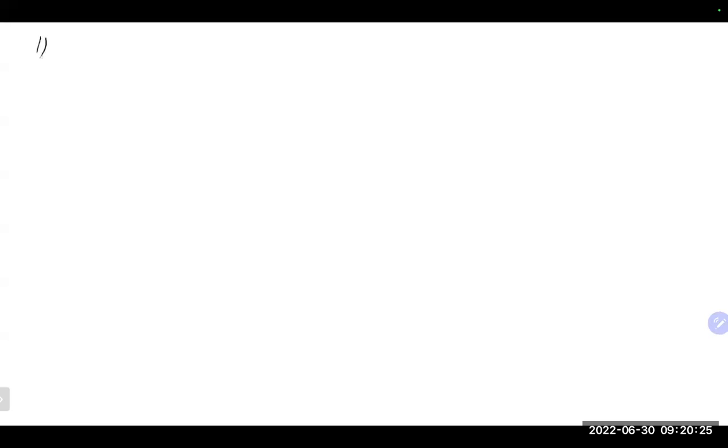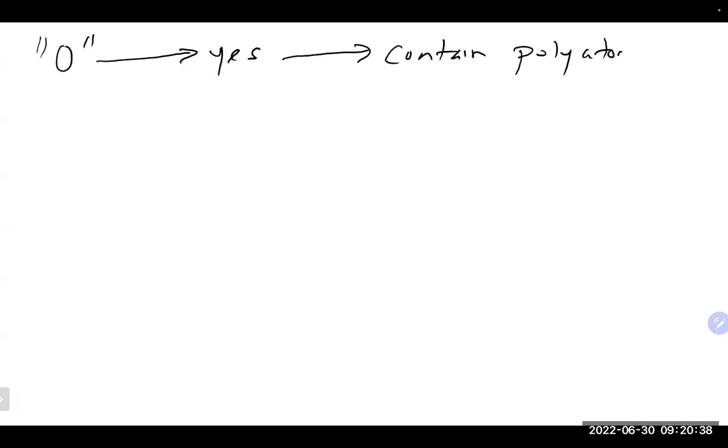So if we have acids that do have oxygen, so the answer is yes, it does have oxygen in it, it will then contain one of our favorite things that we just saw. It will then contain a polyatomic ion. And as we just saw, our polyatomic ions end in pretty much one of two ways: ITE, or ATE. Depending on how your polyatomic ion ends is how you would name the acid.